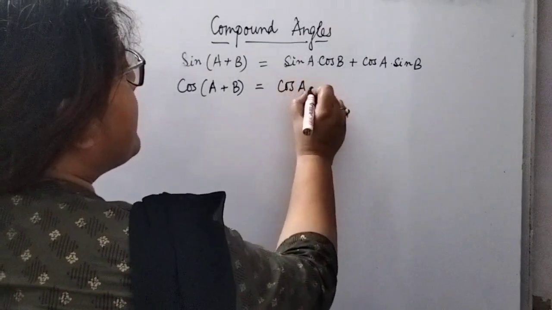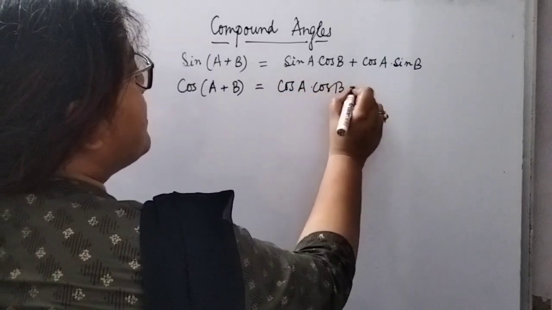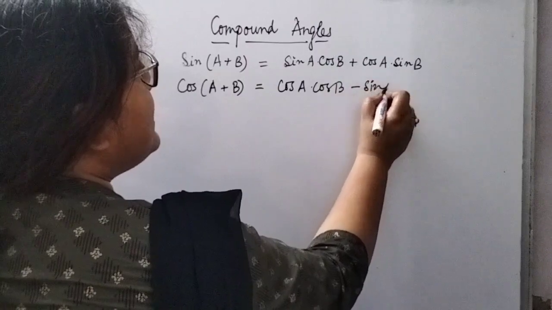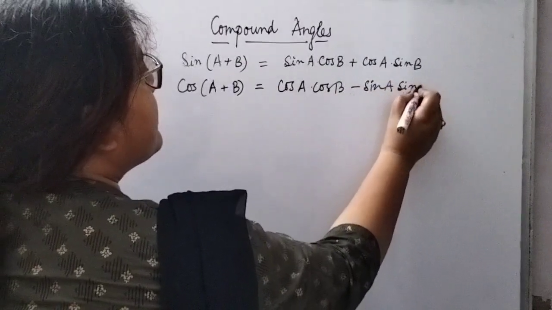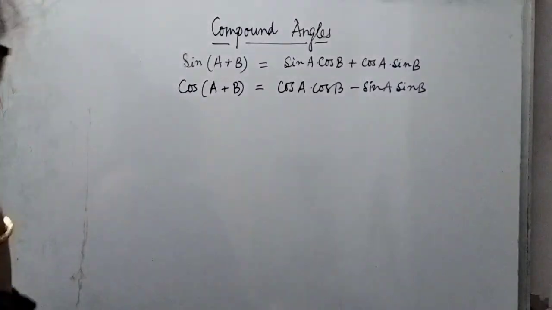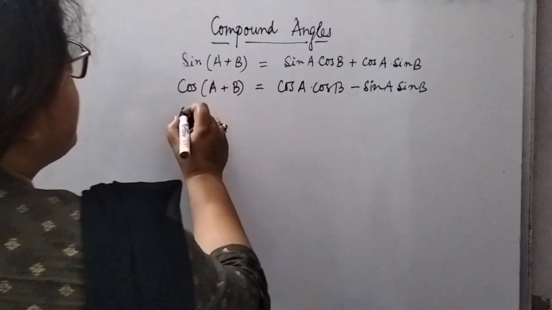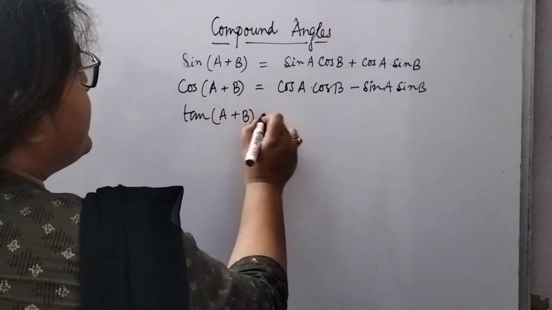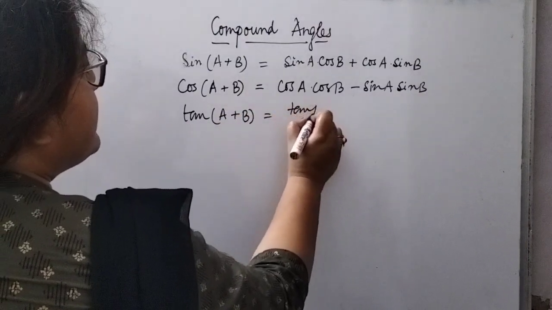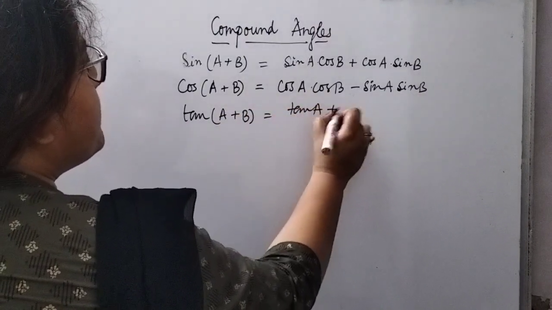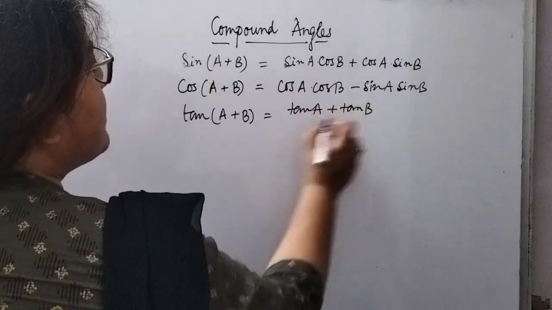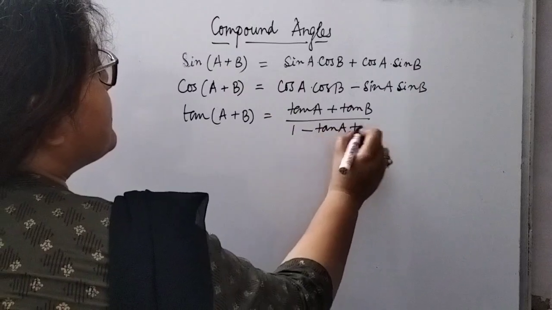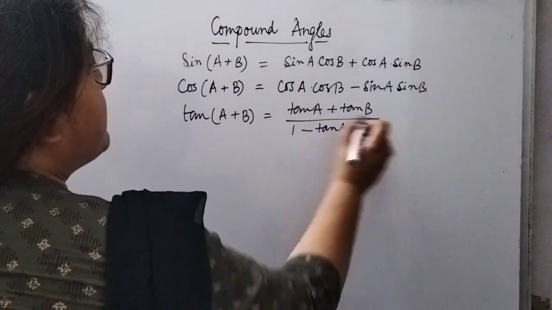If we take cosine of the sum of A and B, then it will be cos A into cos B minus sin A into sin B. If we take tangent of the summation, then it will be tan A plus tan B by 1 minus tan A into tan B.